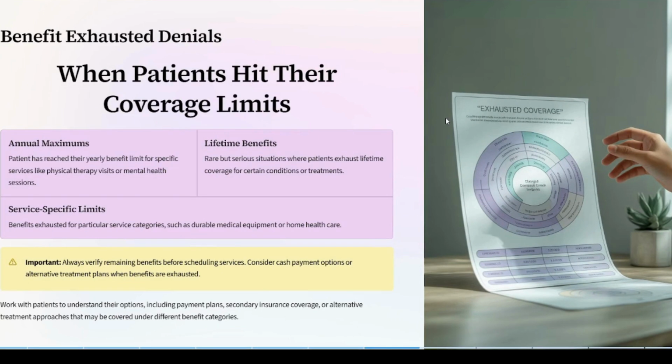All right, next we have benefits exhausted denials. When patients hit their coverage limits, this is huge, especially with Medicaid Arkansas. All right. And I'll just give you an example. For example, Medicaid Arkansas only pays for about 24 days inpatient. So if you have a stay, let's say you stay for 30 days in the hospital, they're only going to pay a 24-day per diem.